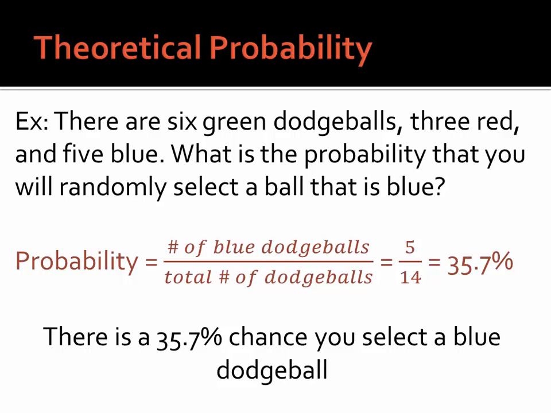There are 6 green dodgeballs, 3 red, 5 blue. I want to know what is the probability that you will randomly select a ball that is blue, okay? So my favorable outcome is that it is blue. How many opportunities do I have to pick a blue? 5, because there's 5 blue dodgeballs. So I put the number of blue dodgeballs over how many can I pick from? 14 over the total. So 5 out of 14, that's my chances, and if I divide it, I get 35.7% chance that I would pick a blue dodgeball.